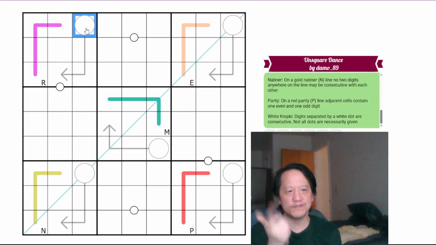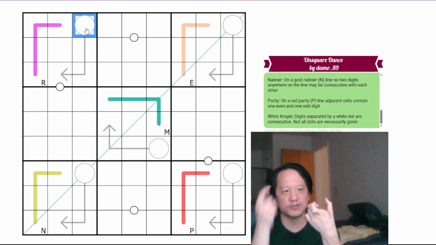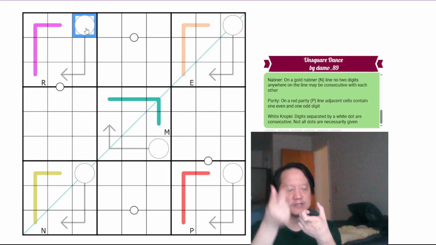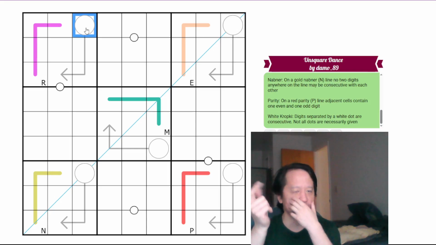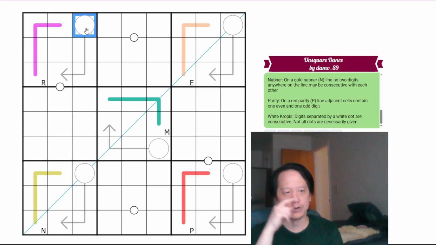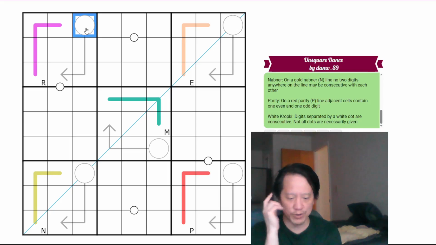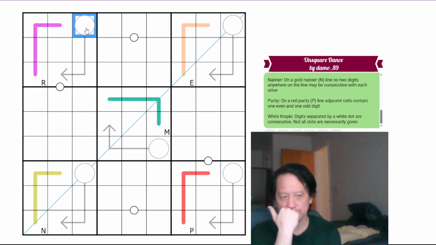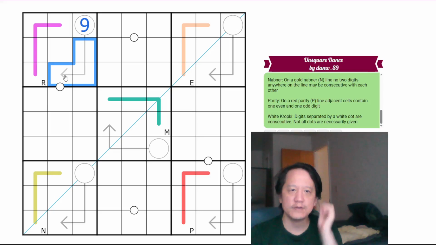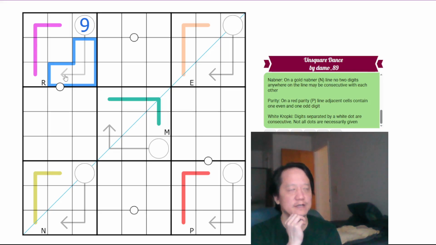8 with 1, 2, and 5 doesn't work. That leaves us 3, 4 as a set that's consecutive. 6 and 7 are consecutive, I should say. And 9, but no set of 4 digits in a row are consecutive. And 1, 3, 4 doesn't work either for the same reason. That leaves you 2, 5, 6, 7, and 9. But that's not a set of 4 consecutive digits. So that means this has to be 9 here. And these are consecutive. They have to be, or these are not consecutive.